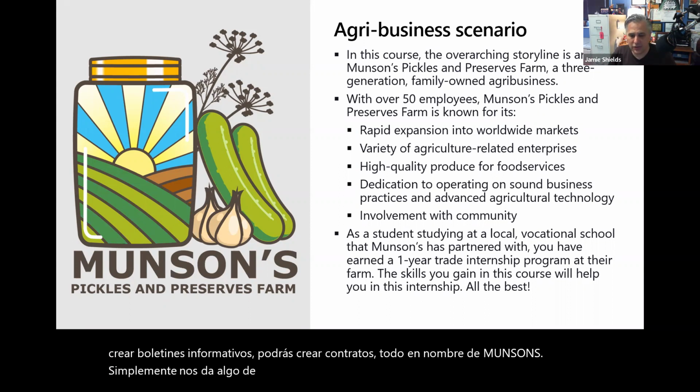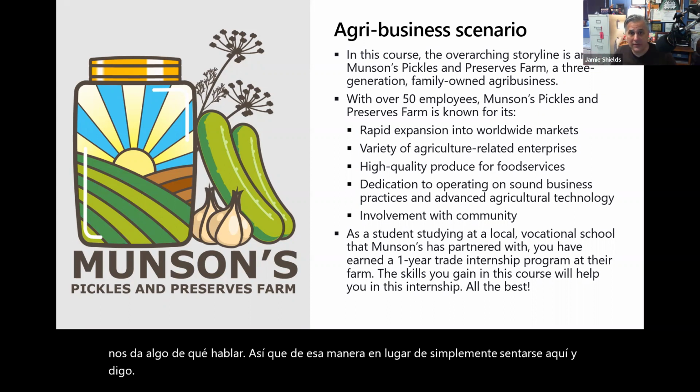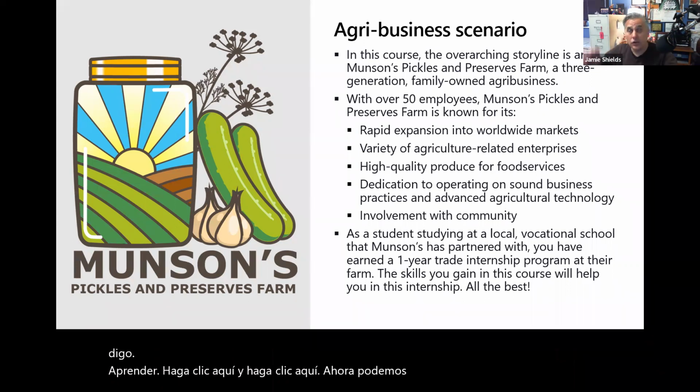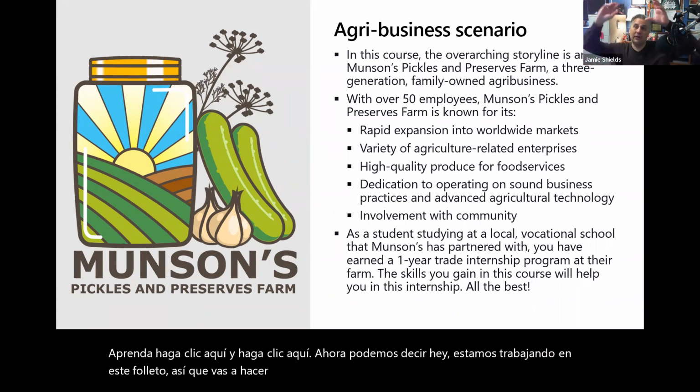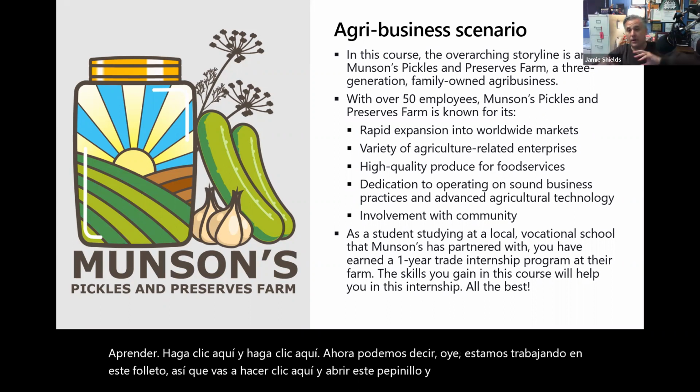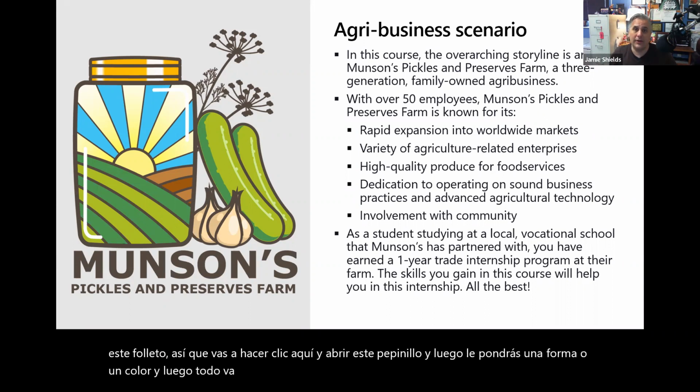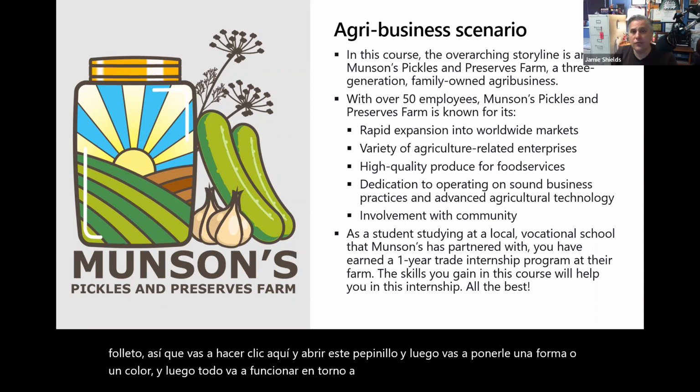So that way, instead of just sitting here and I say, learn, click here and click here, now we can say, hey, we're working on this flyer. So you're going to click here and open up this pickle, and then you're going to put a shape on it or color on it, and then it's all going to work around this one scenario of agribusiness. And there's more information in that student packet that I referenced earlier.